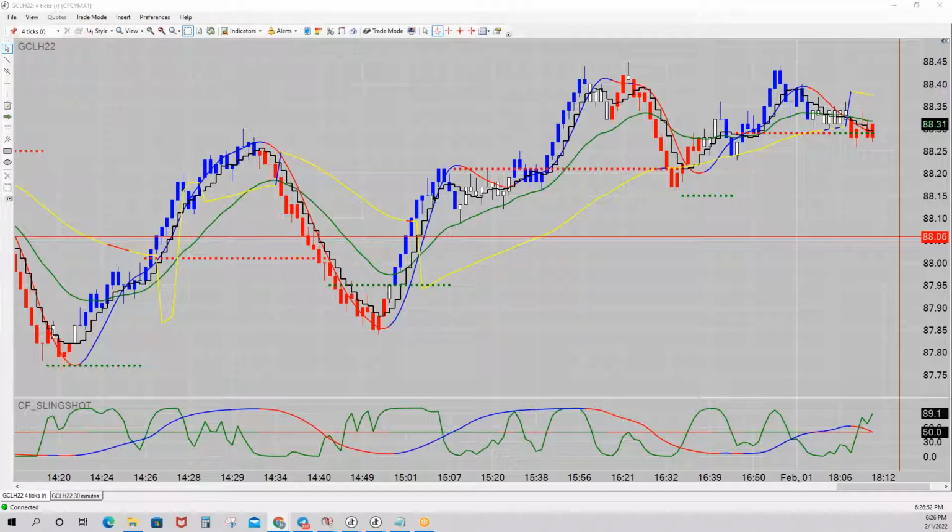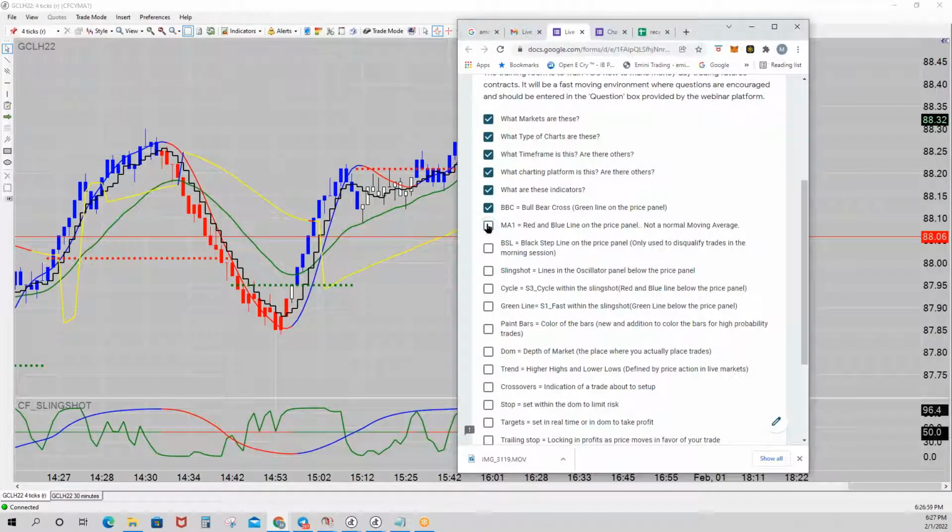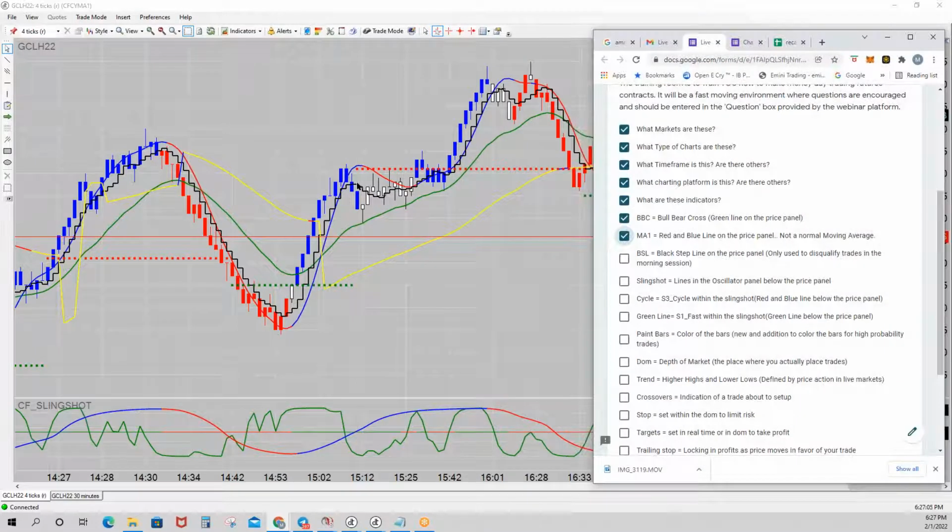Okay, that's why the MA1 and the BBC are important. All right, so I just went over what the MA1 is, what the BBC is. Now the black step line, BSL, that is this line right here. In the trades in the room in the morning, it is only used to disqualify trades. You want to have the black step line on the same side of the BBC as the MA1 to be taking trades. So when you're thinking about going long, you can only go long if the black step line is above the BBC. If you're thinking about going short or selling, you can only go short if the black step line is below the BBC.